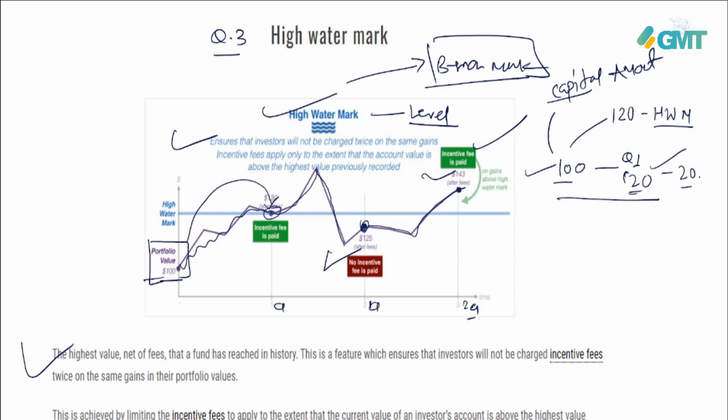So here fees will be charged on 20, and whatever the percentage is, let's say if you calculate the fees, which is 20%, on the 20 gain, 4 will be paid to the fund managers.